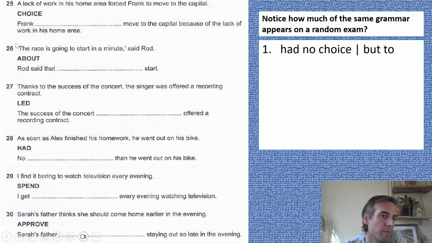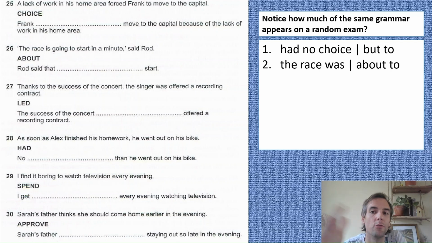26, speech marks, reported speech. It is going to start. Well, if it's going to start in a minute, about to start, we know this expression, and it was about to start. It is going to start, it was about to start. This is reported speech. I'm going back 1 tense. So it's 2 out of 2 for things that we studied.